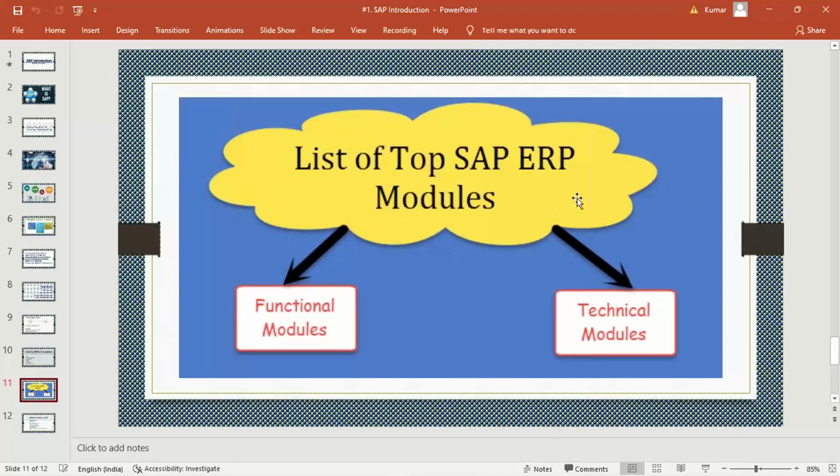Likewise here in SAP also multiple modules are there. At a broader level, the way we have divided the streams like science and arts, in that way we have the functional module and the technical module. Again, as in science we have multiple subjects and in arts also, likewise the functional module is further segregated into various modules, and the technical module also into different modules.